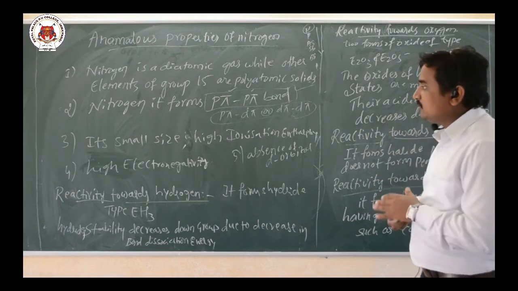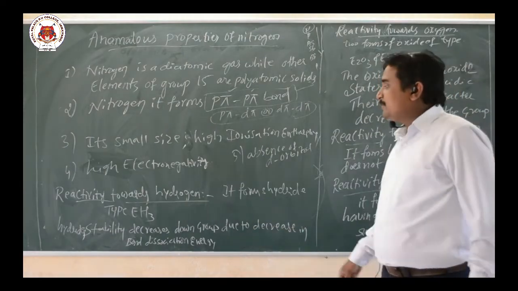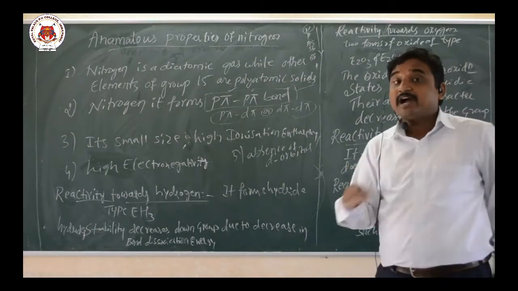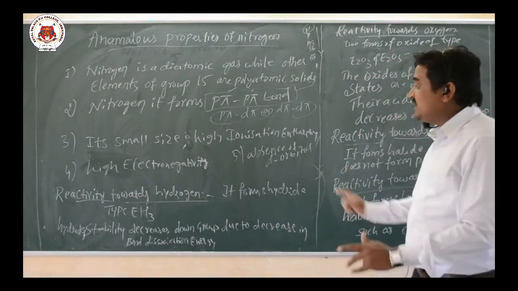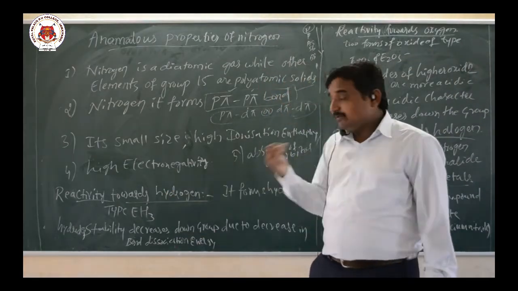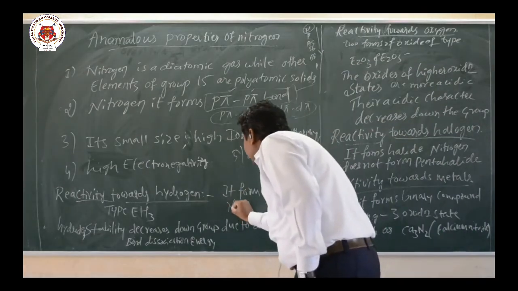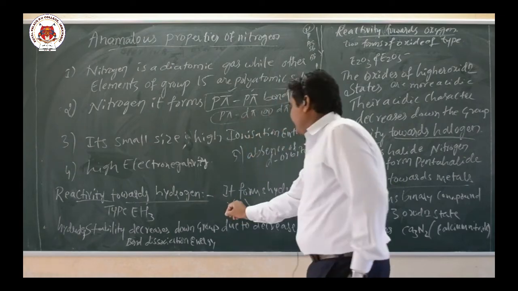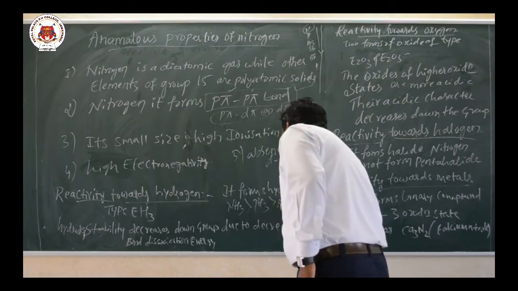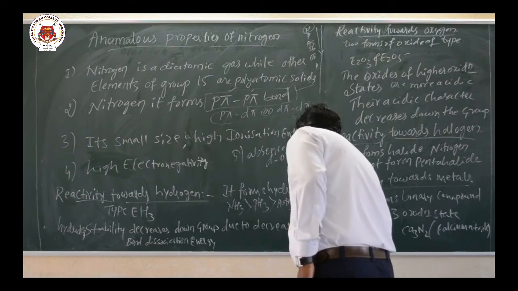Now the next concept is reactivity towards hydrogen. When group 15 elements react with hydrogen, they form hydrides of the type EH3, where E is an element. The stability decreases down the group. For example NH3 is a hydride more stable than PH3, then AsH3, then SbH3, and the last one is BiH3.